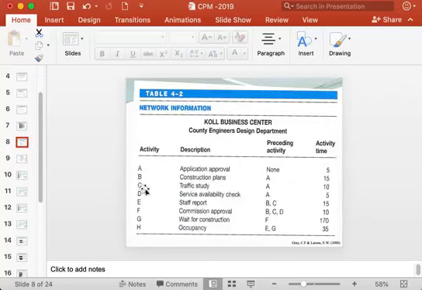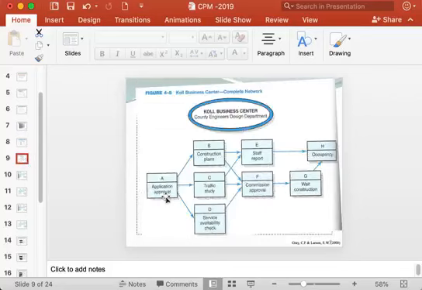Then, moving on to another activity, C. So again, for activity C to start, A must be completed, or in other words, activity C can start after completing activity A. So that is why activity C is drawn here after activity A with an arrow here.